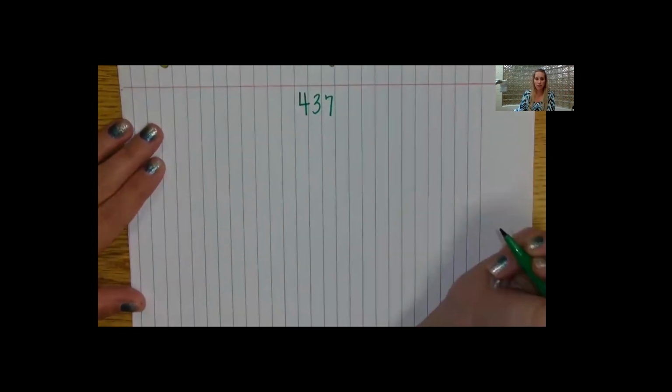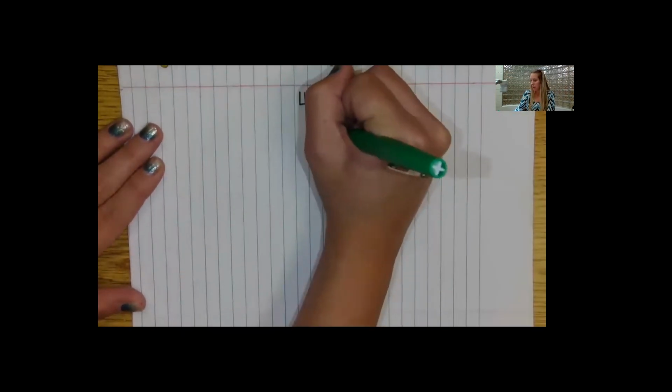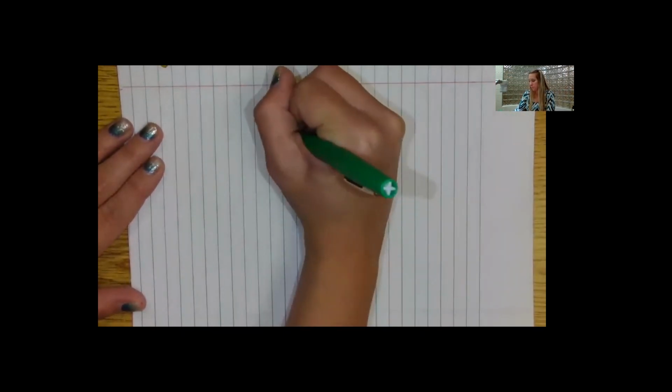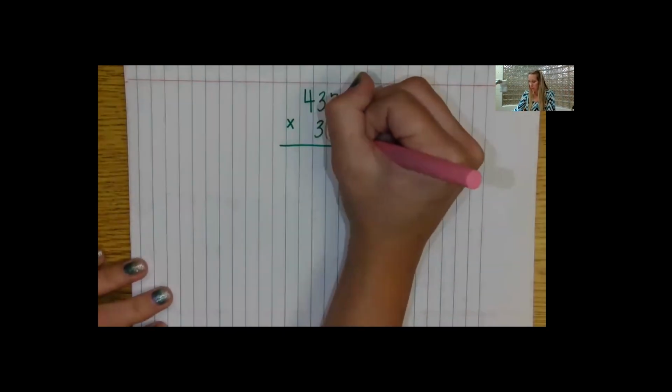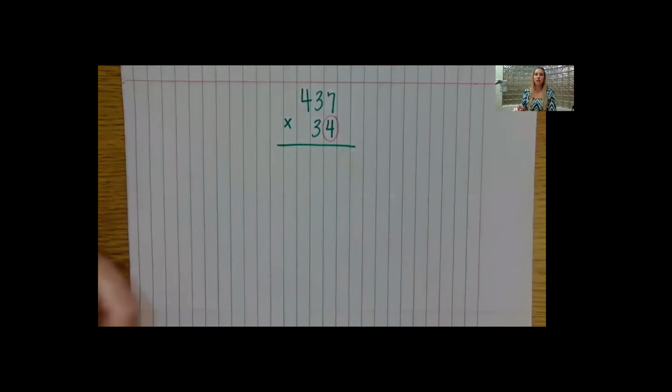Let's work another problem together. Write this problem down on your paper. 437 times 34. What should we multiply first? You are amazing. You know to start in the ones place and to multiply the 4 by each digit in 437. Can you do that all by yourself? And then we'll go over and check our work together.